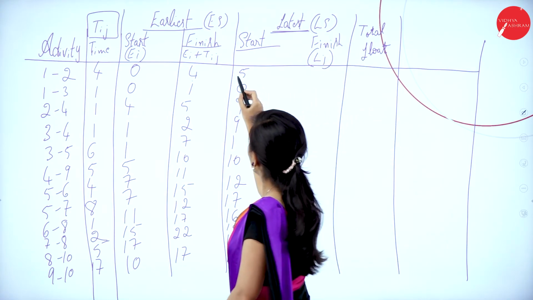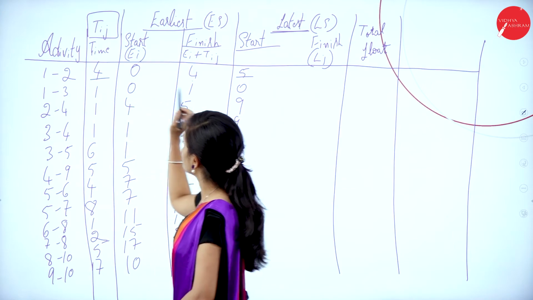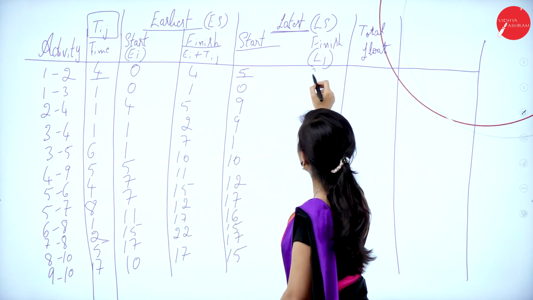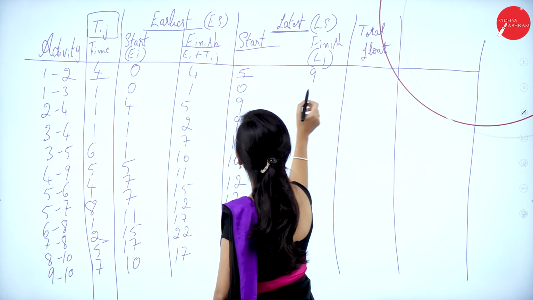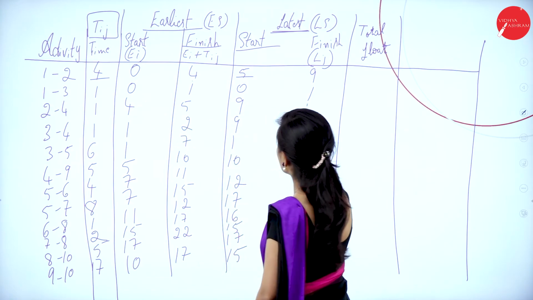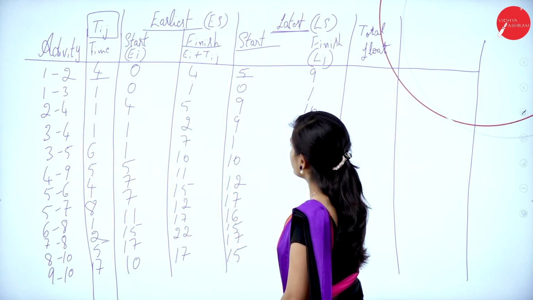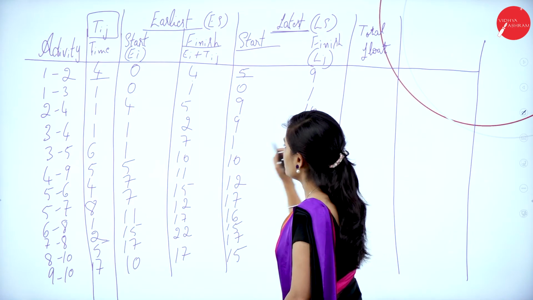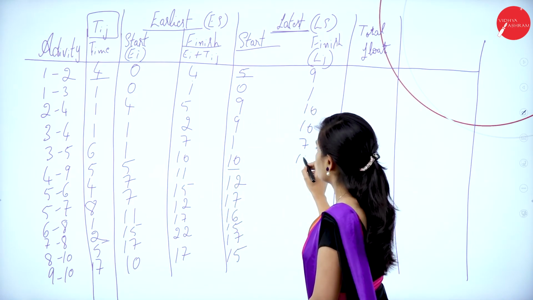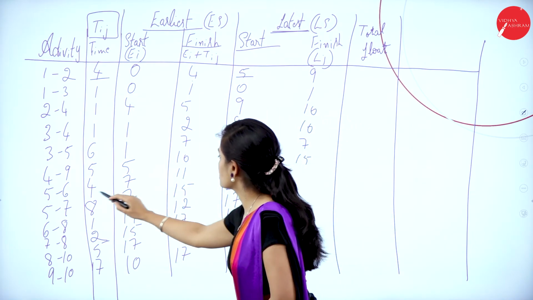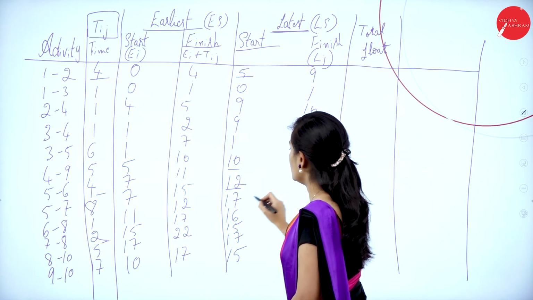For this you can add this column and this column. 5 plus 4 is 9. 1 plus 0 is 1. 9 plus 1 is 10. 9 plus 1, 10. 6 plus 1 is 7. 5 plus 10 is 15. 12 plus 4 is 16.